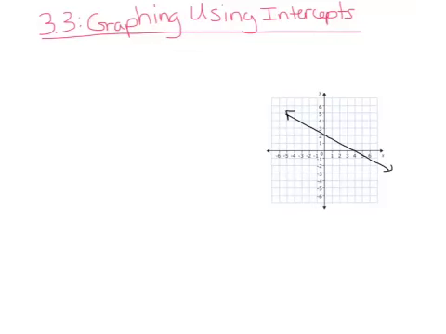Today we will be talking about graphing using intercepts. First of all, the x-intercept is going to be the point where our graph, or our line in this case, touches the x-axis. So it's the point where the graph touches the x-axis.